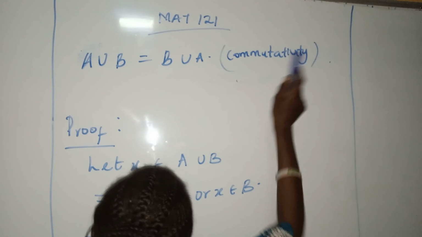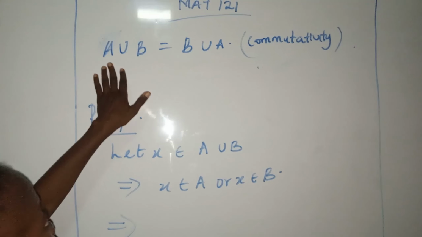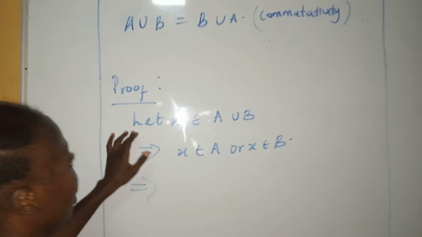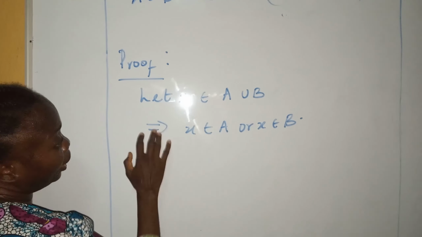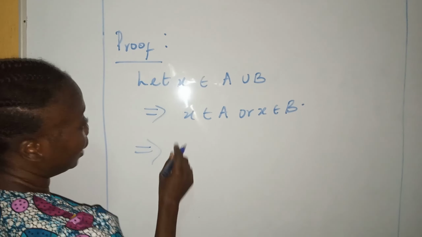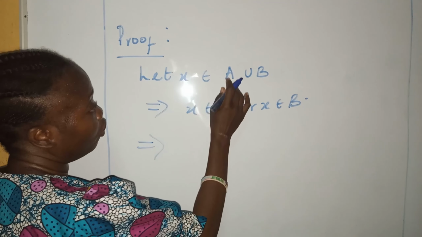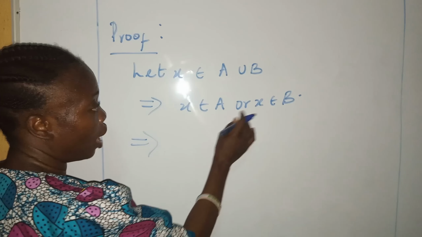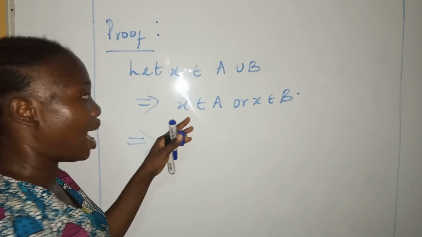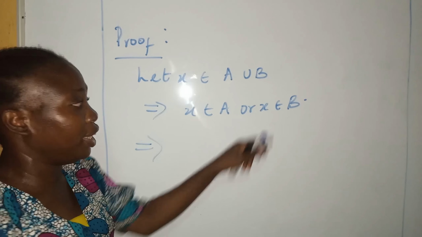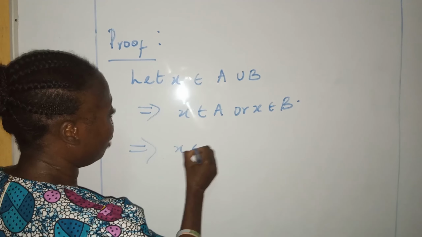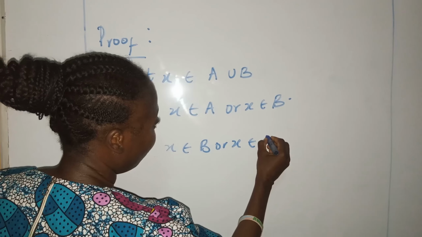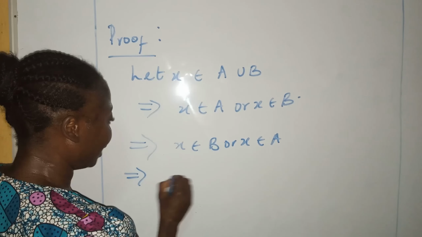Commutativity. To prove that union of sets is commutative, let's prove that A union B equals B union A. Let X be an element of A union B. That implies that X is an element of A or X is an element of B. If X is an element of A or B, then X is an element of B or X is an element of A. That implies that X is an element of B union A.